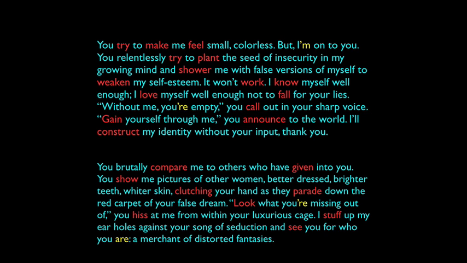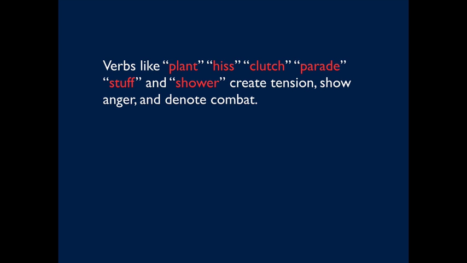Now, look at the verbs that are highlighted in red. You shower, you clutch, parade, stuff, hiss. Right? Again, think of a Beethoven symphony. Bam! Bam! Bam! Bam! Those are those moments of heightened intensity and emotional valence. So just by the use of her verbs, such as clutch, parade, hiss, stuff, shower, she's able to show tension, anger, and denote combat that she's having.